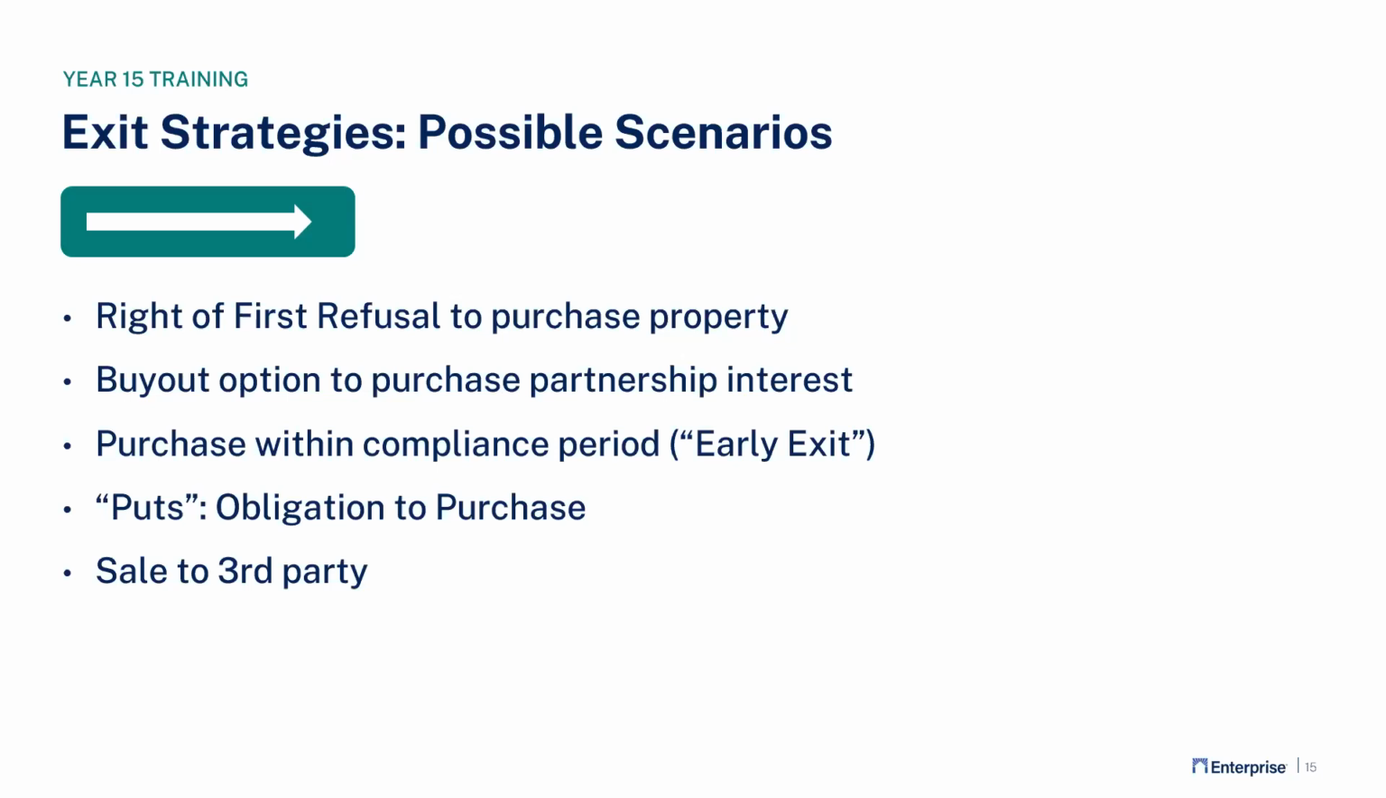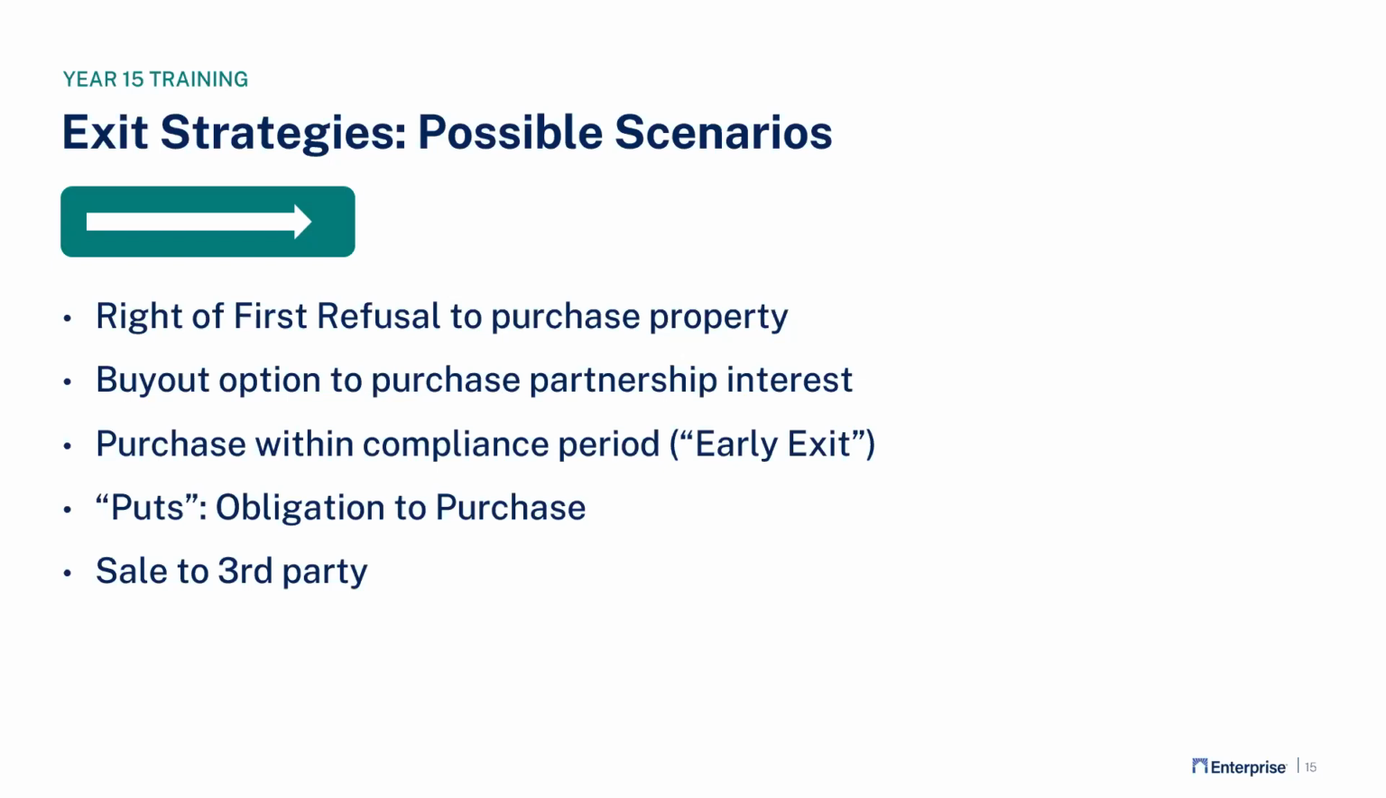You can also purchase the property or purchase the interest within the initial 15-year compliance period, and we call that an early exit, which we're going to talk about a little bit in this training. And obviously, ultimately, the partnership has the option to sell the real estate to a third party. We very rarely see that unless it's like a resyndication, but technically it's a third party, but it's not really. There's probably some related people there.